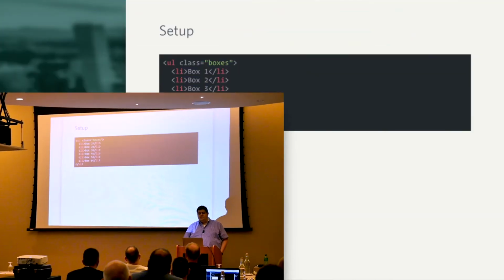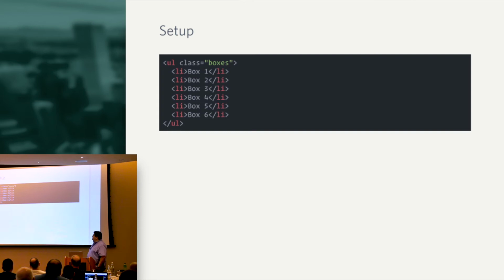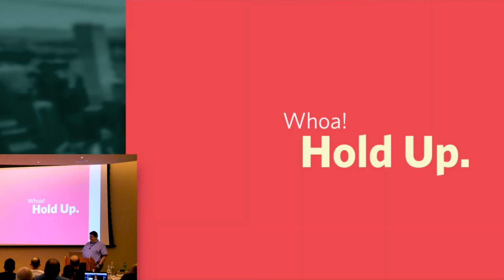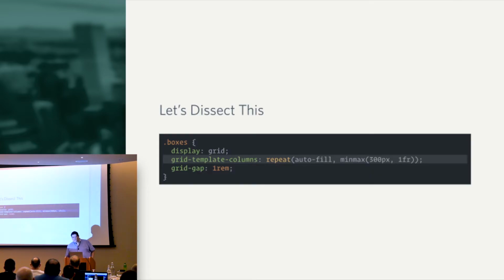So let's set this up with our markup. We'll create an unordered list called boxes. And we'll have 6 list items inside of there. Then we'll put them on the grid. And we'll say display grid, grid template columns, repeat autofill minmax 300 pixels 1fr, grid gap 1rem. Yeah, I kind of went through that on purpose.